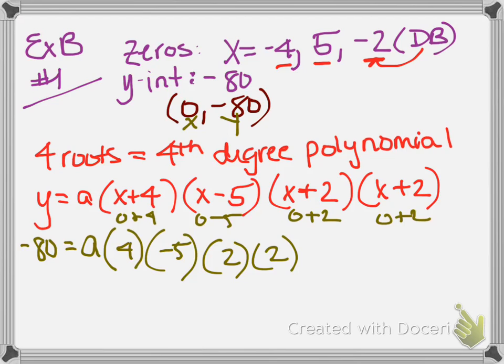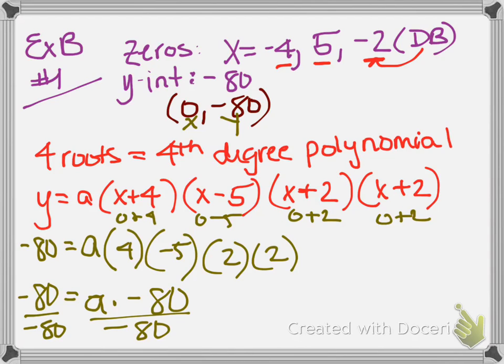I get negative 80. So I have a times negative 80 equals negative 80, and I divide both by negative 80 to get a equals 1. So same example as in example A, but this time they're telling you what's going on. So it's a little bit less work for you because they're giving you the information that otherwise in example A you had to find from the graph.